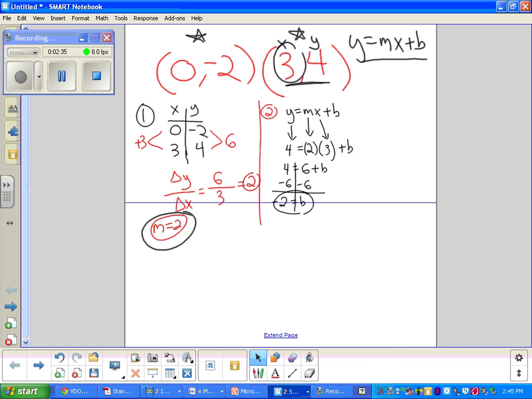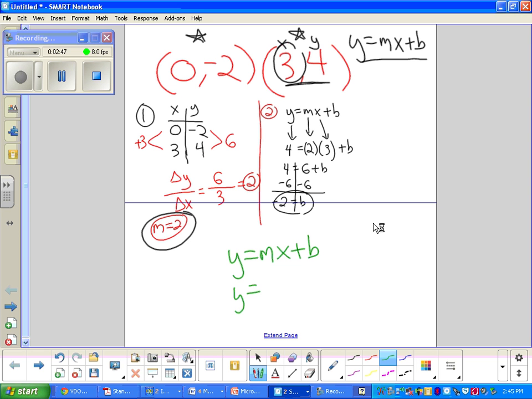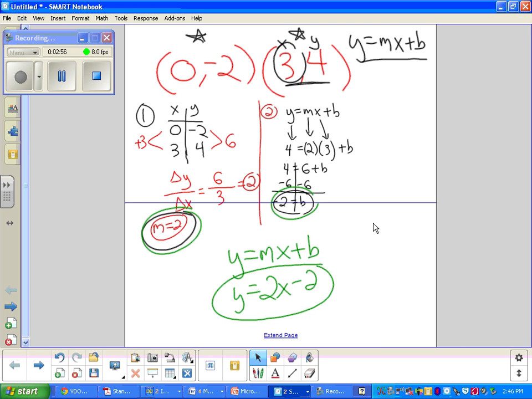All right, the last step is just putting it all together. Slope-intercept form is y equals mx plus b. In place of m, we determined our slope is 2. And in place of b, we determined our y-intercept is -2. So given the points 0, -2 and 3, 4, we figured out that the equation is y equals 2x minus 2. And the last step is checking it.